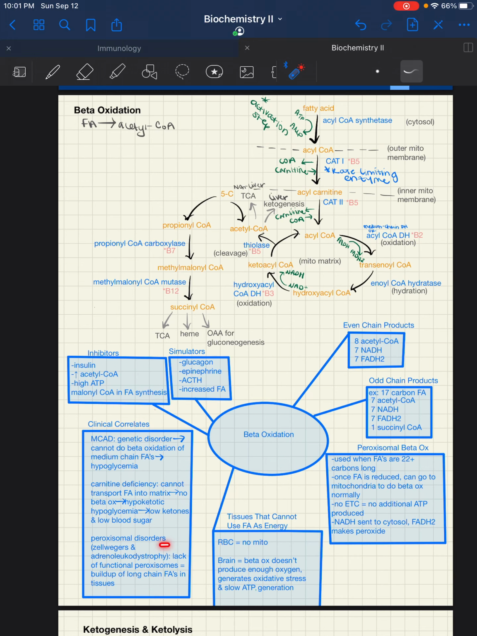And there's a few peroxisomal disorders, Zellweger's and adrenoleukodystrophy. And both of these diseases just signify a lack of functional peroxisomes. And if our peroxisomes aren't functioning, as we talked about, our peroxisomes are what break down fatty acids that are longer than 22 carbons. If we can't do that, then we'll have a buildup of long-chain fatty acids in our tissues. I hope that clarified something.